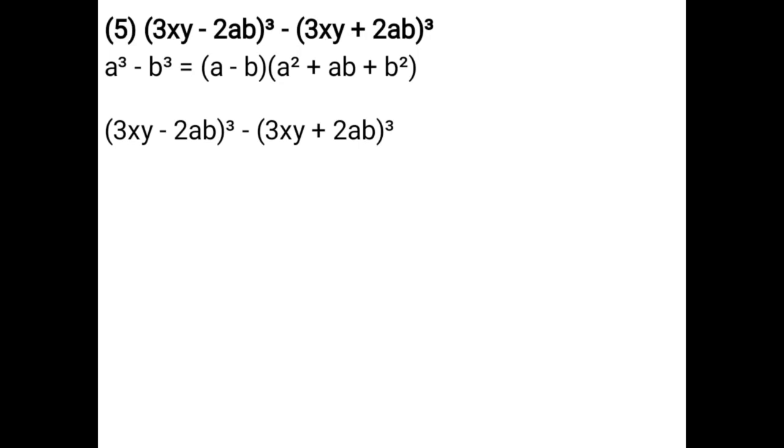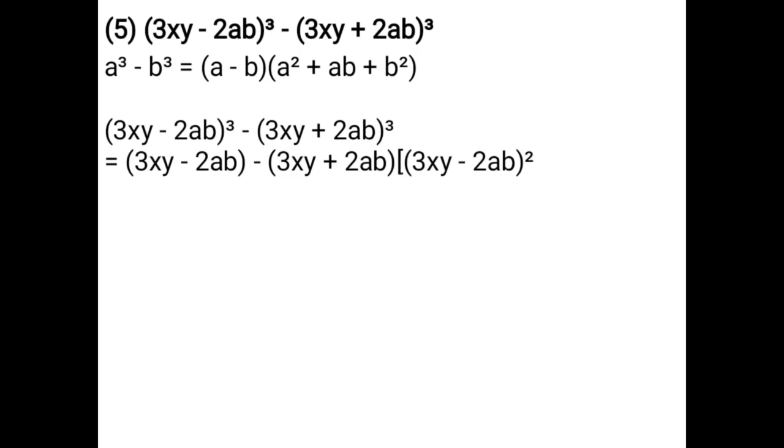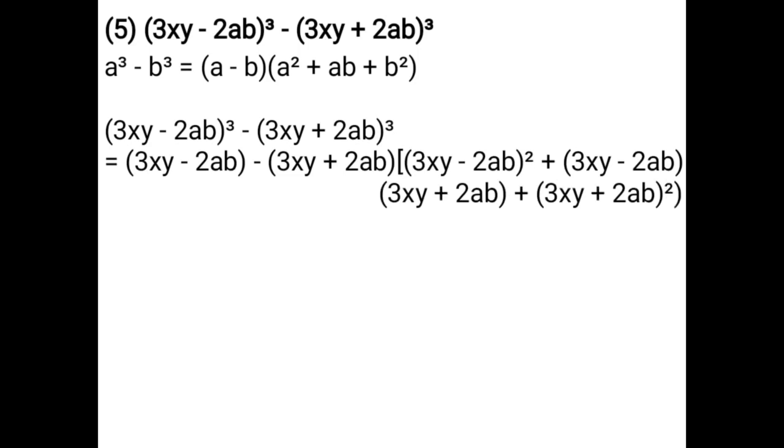Here a is 3xy minus 2ab and b is 3xy plus 2ab. That is equal to a minus b, which is 3xy minus 2ab minus 3xy plus 2ab. And a square plus ab plus b square is (3xy minus 2ab) the whole square plus (3xy minus 2ab)(3xy plus 2ab) plus (3xy plus 2ab) the whole square.